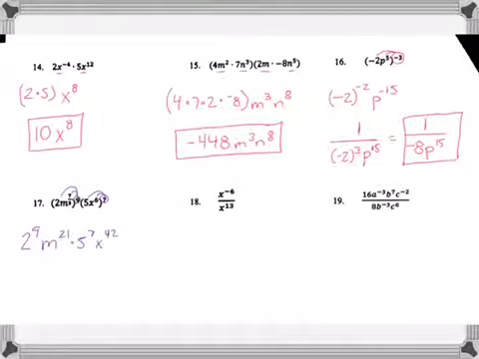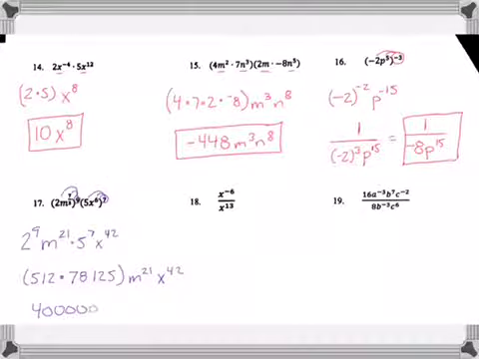So 2 to the 9th is going to give us the coefficient 512. And we need to multiply that by our coefficient for 5 to the 7th, which is 78,125. And then we still just have m to the 21st, x to the 42nd. The last thing we do is we need to multiply those together, and we get a giant number, which is 40 million m to the 21st, x to the 42nd.